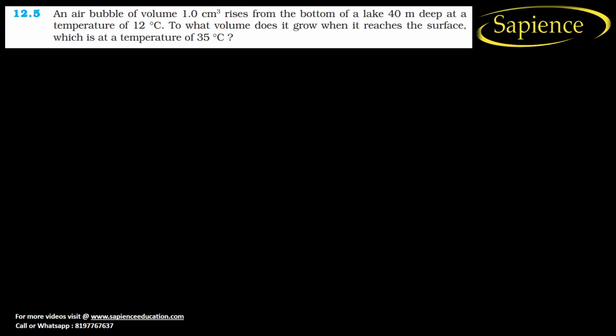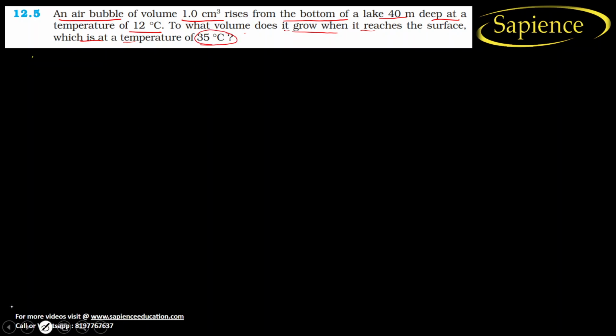Now let us do question number 12.5. An air bubble of volume 1 centimeter cube rises from the bottom of a lake 40 meters deep at a temperature of 12 degrees Celsius. To what volume does it grow when it reaches the surface, which is at a temperature of 35 degrees Celsius?